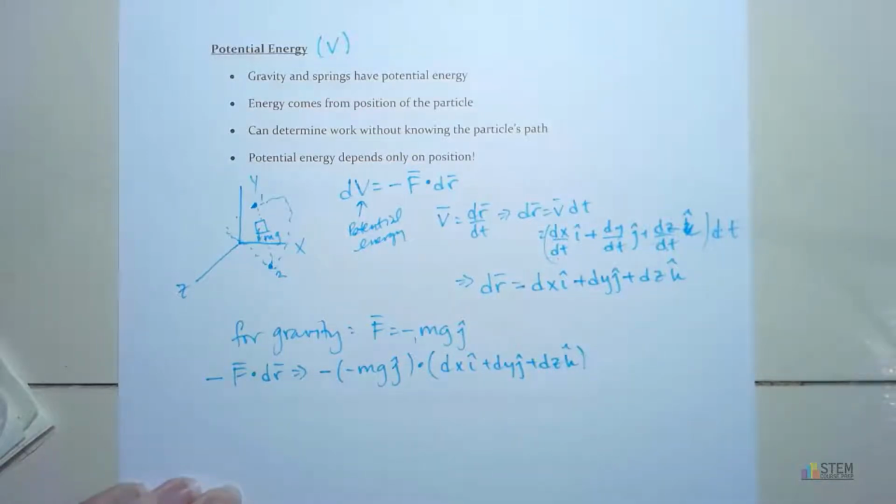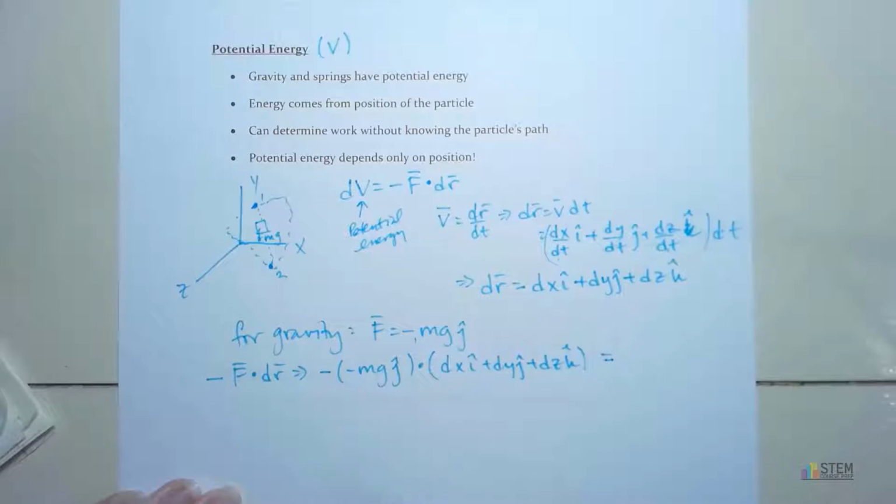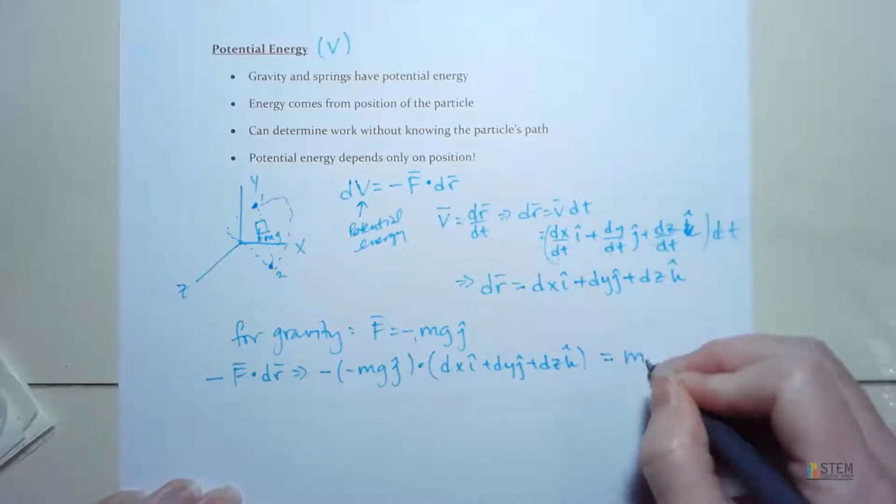Now we've got that. Now remember, this is a dot product, so the only thing you have to worry about multiplying is the one with the like unit vector. So we're going to do the negative mg times the dy. All right, the others go away because j dotted with i is 0, j dotted with k is 0. j dotted with j is 1 because those are parallel. So now when we multiply all that together, notice we've got two negative signs here. We're going to have mg dy.